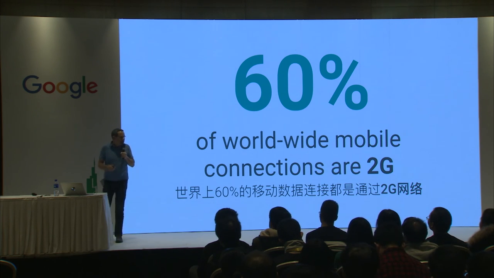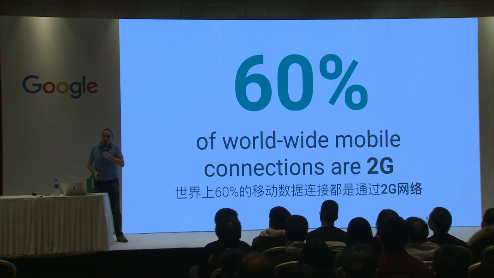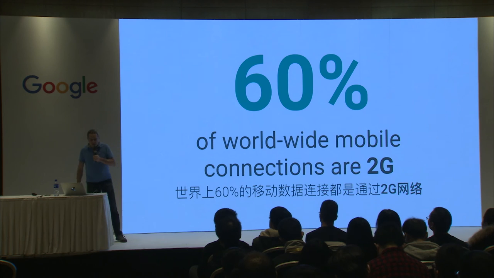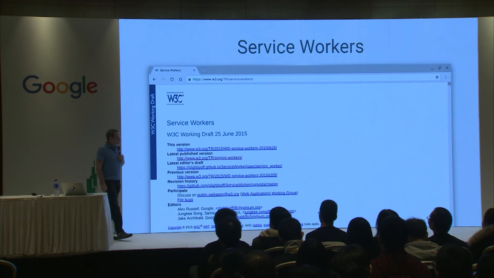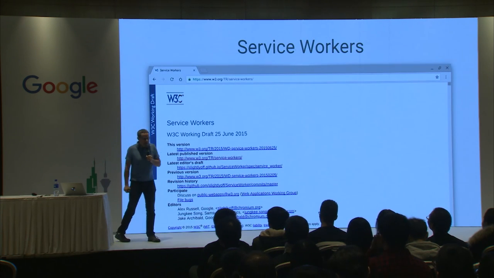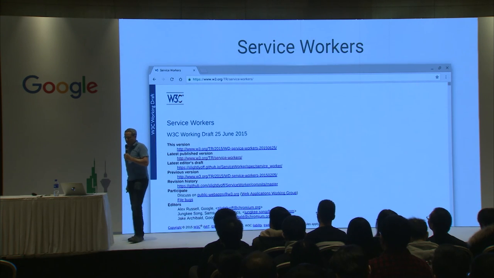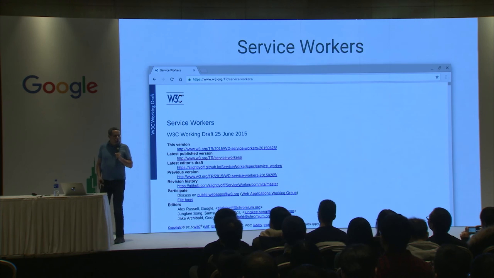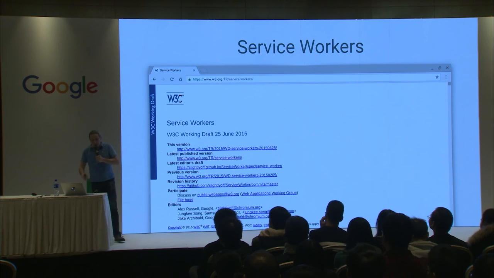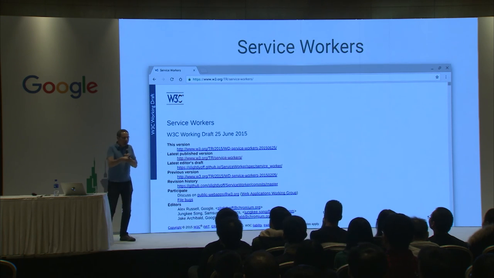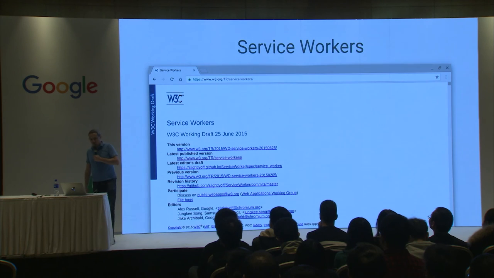And so we need to stop relying on the network and take that piece out so that we can become more reliable. Now, the key feature that we need for this is something called service workers. It's a relatively new technology. It's a spec from the W3C, and it allows us to go and have these fast, reliable connections.